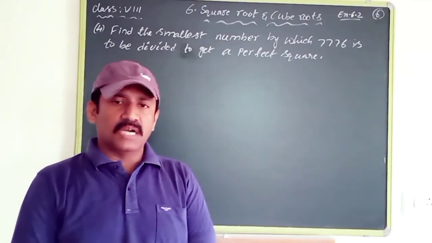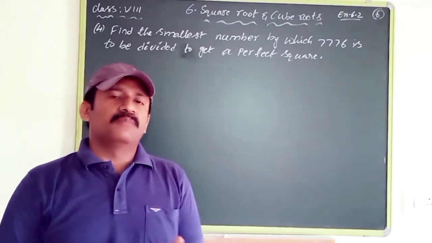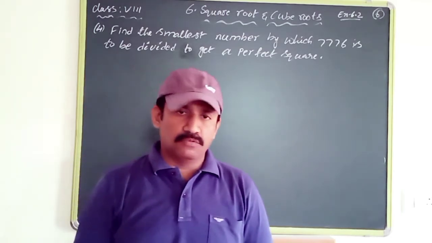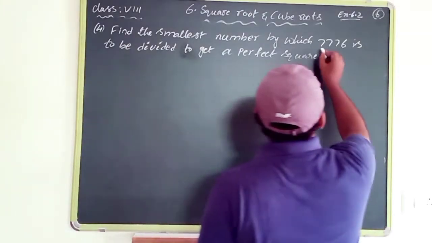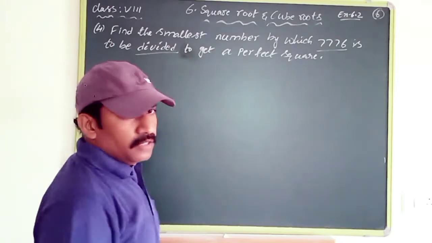Like before, the question we did with the same model with 2400: by which number should we multiply 2400 to get a perfect square? That is a question, so you can try that problem. And here is the same model, that is 7776, but here we should find it by dividing to get a perfect square.